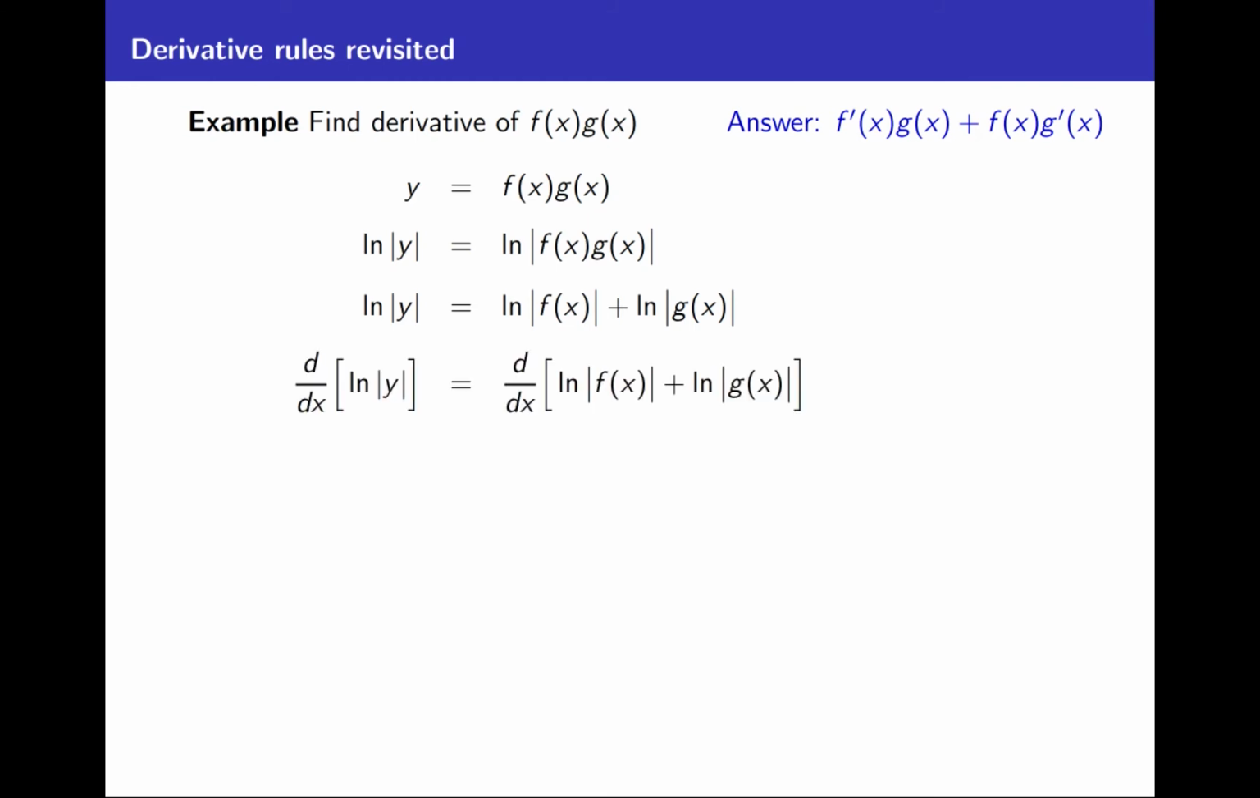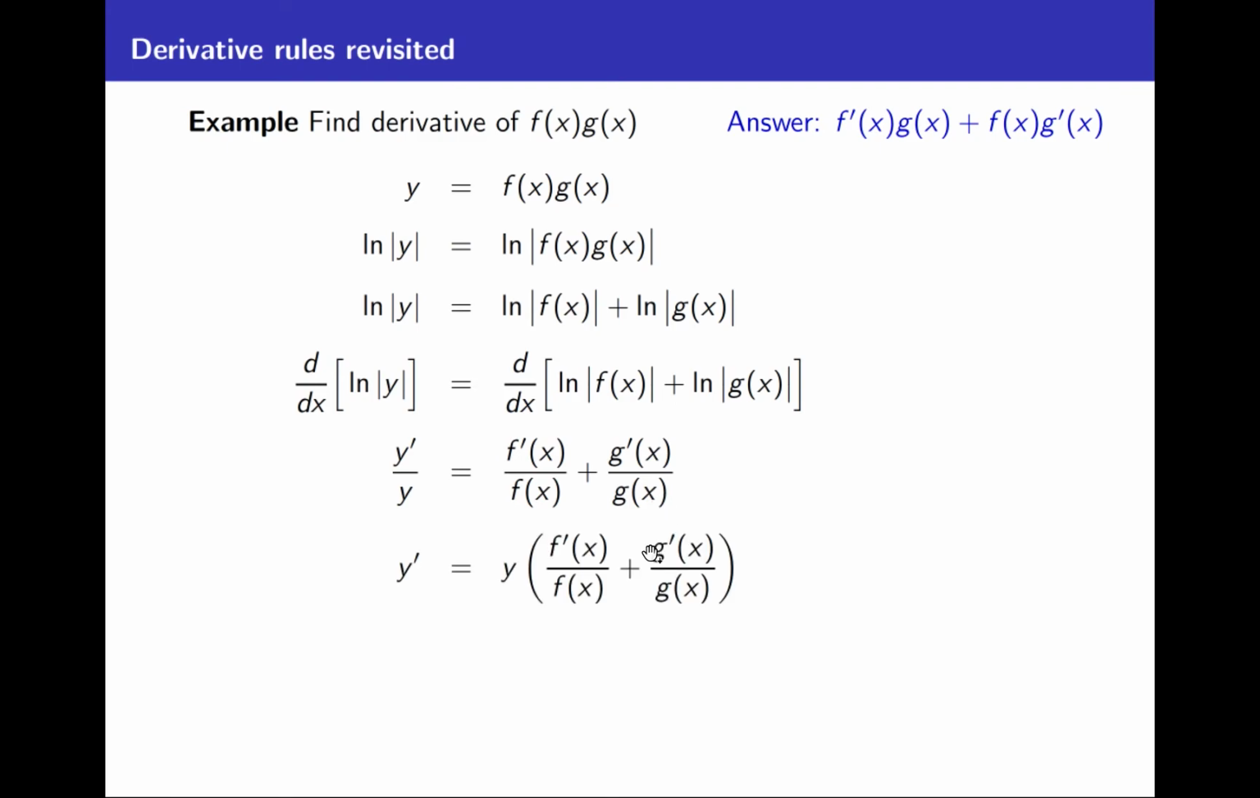differentiate both sides implicitly with respect to x, and you get on the left y prime over y. On the right, the derivative of ln of f of x is f prime of x over f of x, and the derivative of ln of the absolute value of g of x is g prime of x over g of x. We then multiply both sides by y to isolate the y prime. And remember that y is f of x times g of x. So putting that in, we get this.